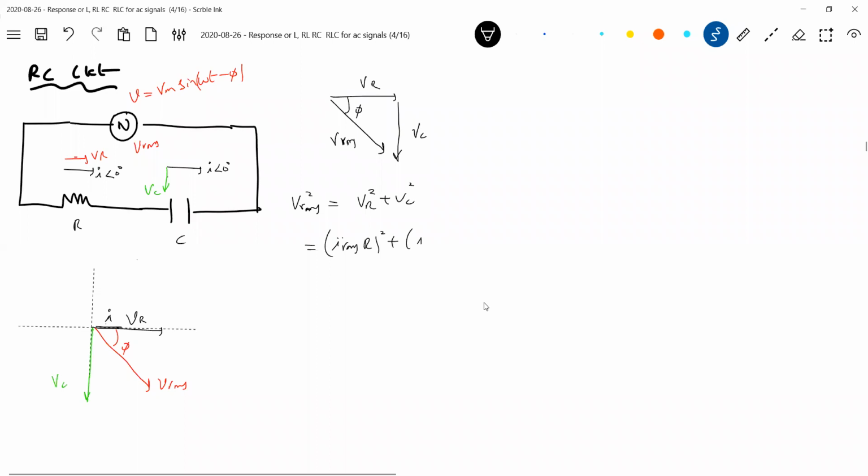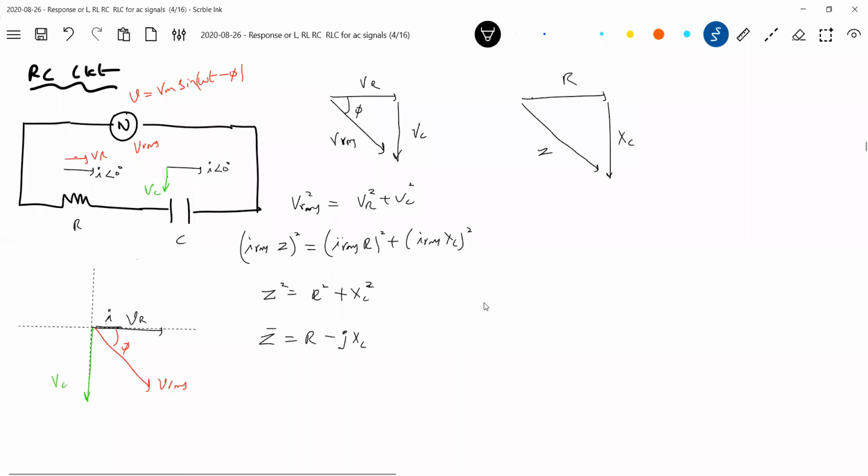Can you recollect yesterday we have done? IRMS into XC. What is XC? Capacitor reactance. And this should be equal to IRMS into Z. So Z square is equal to R square plus XC square. If I write in vector form, R plus minus JXC. If I draw the impedance triangle, this will be R, this is XC, and this is Z.